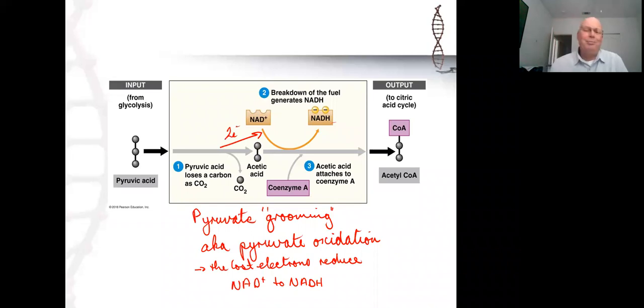So we're picking up another pair of electrons through the loss of that carbon dioxide. And it is the loss of that carbon dioxide that allows us to transfer the two electrons to NAD plus to reduce it to NADH. And those two electrons, they're going to contribute to our energy source. And then you see here the coenzyme A coming in to attach to the acetyl group to stabilize it and escort it to the citric acid cycle.